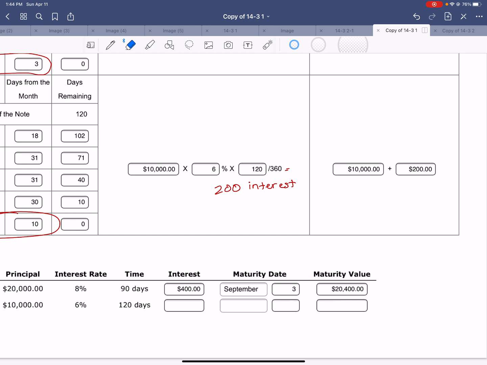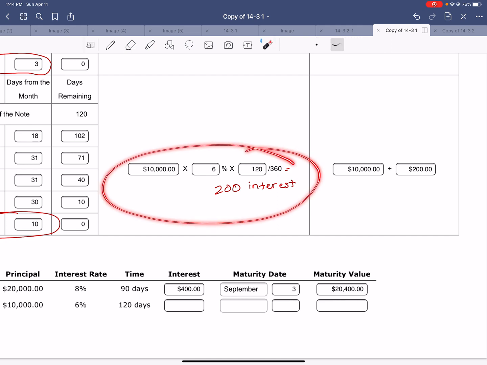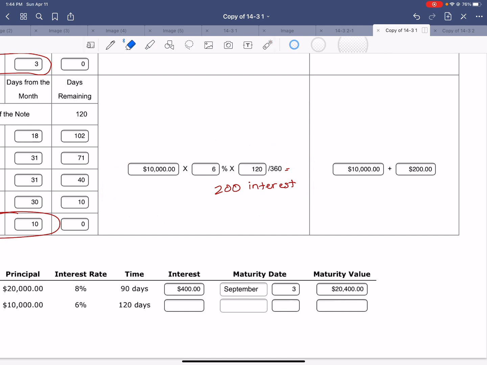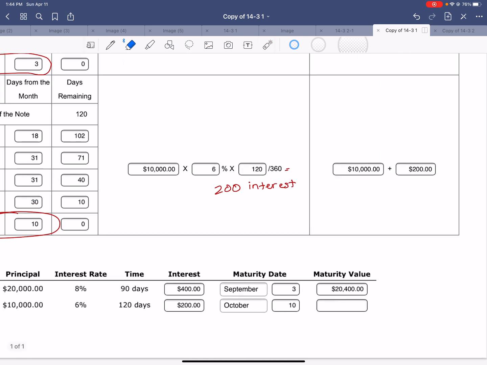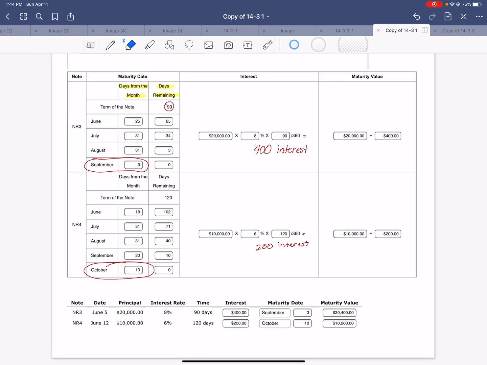The second note, the interest we figured out right here. The maturity date was right here. And the maturity value is figuring that out right there. You add those two together and you come up with your maturity value. So that's how you go through and figure out maturity date, interest, and maturity value.